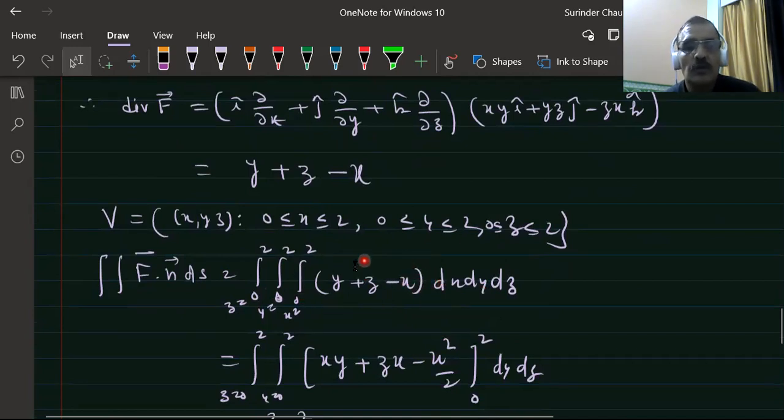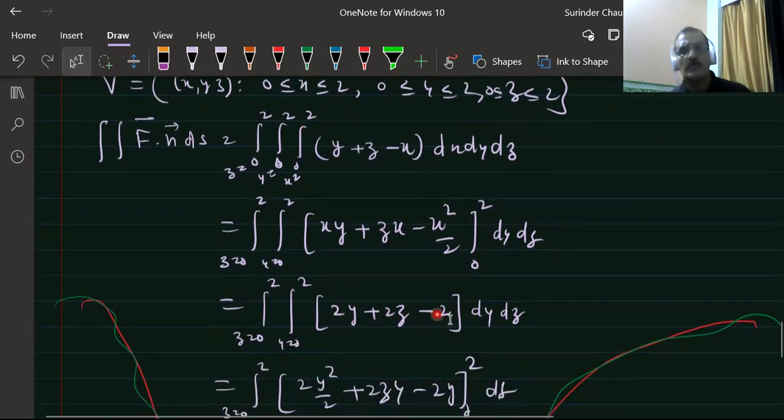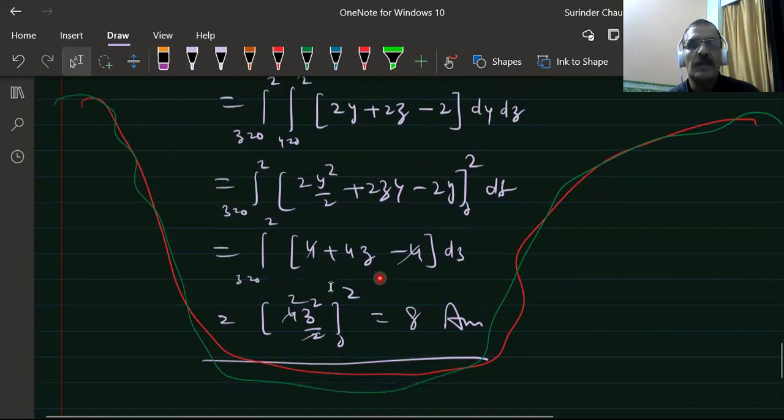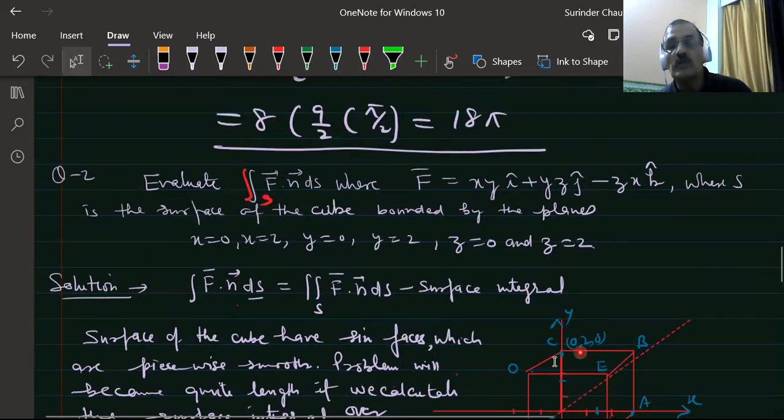So if x goes from 0 to 2, with y as constant, substitute the upper limit and lower limit, then x is eliminated. Then integrate with respect to y, keeping z constant, put the upper limit and lower limit, then integrate with respect to z. This gives the surface integral conveniently. Otherwise you would have to calculate the surface integral over six faces and then add them. This will give the value, right?